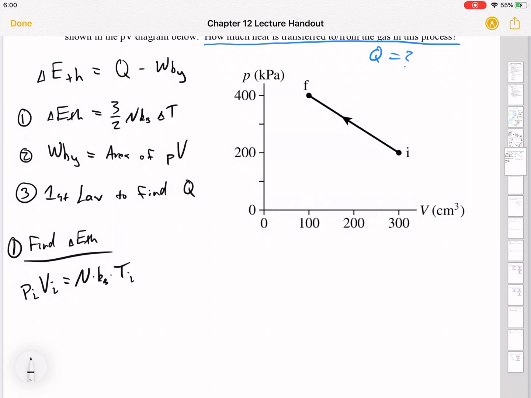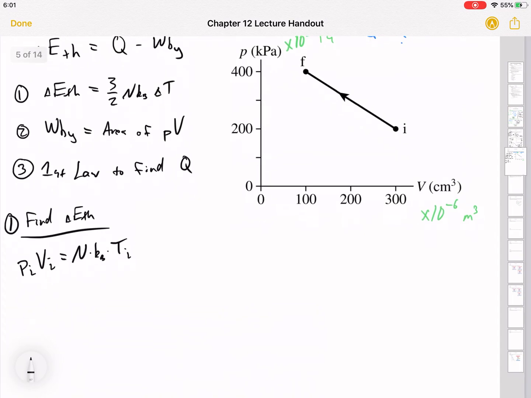Oh, but look, the units on my axes are wrong, right? Or they're not SI. So how do I convert? Well, the kilo is just a 10 to the 3, so there's 10 to the 3 to make it pascals, which is the SI unit. And the volume is multiplied by 10 to the minus 6 to get it in cubic meters. So we'll put those in pascals and cubic meters. Okay. That's pretty straightforward. And then I'm just going to plug in.